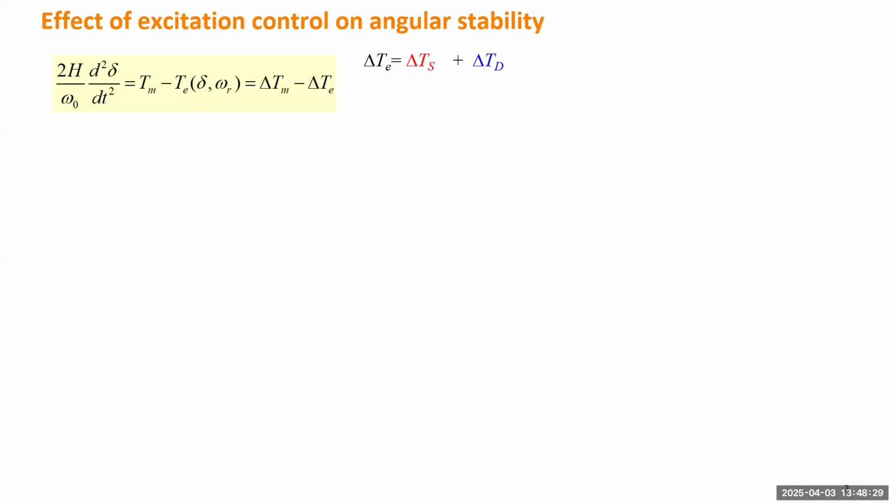The first one we call the synchronizing torque component. The second is the damping torque component. So why do we call them in this way? Because they can be approximated by a term proportional to either the angle deviation or the speed deviation. If it changes linearly with angle deviation, that component is called the synchronizing torque. Otherwise, it will be the damping torque.